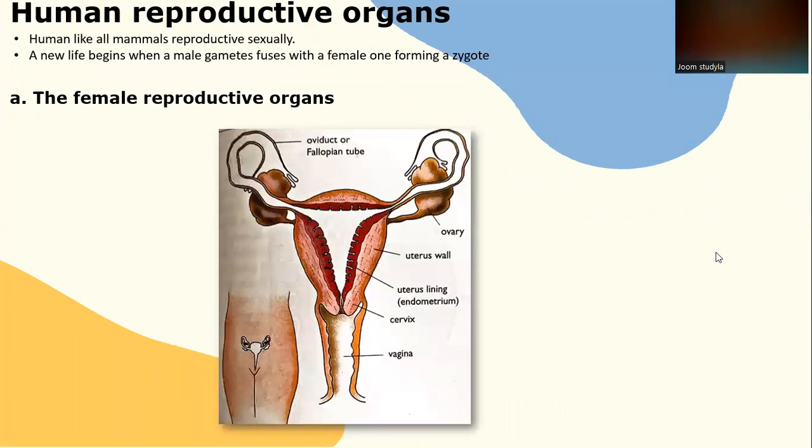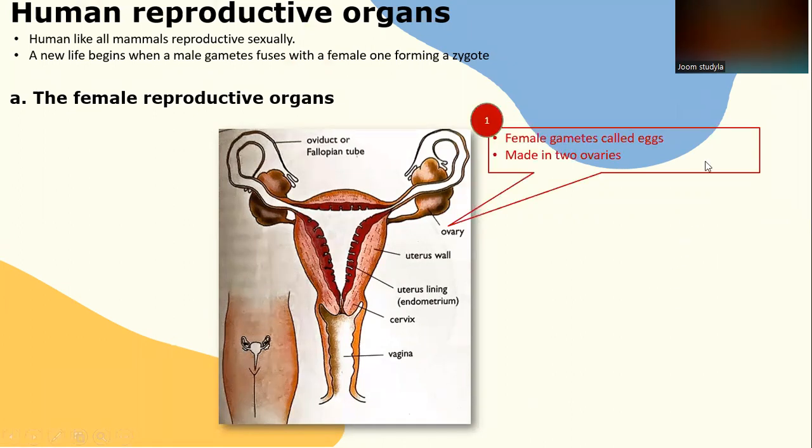Human reproductive organs. Humans, like all mammals, reproduce sexually. A new life begins when a male gamete fuses with a female one, forming a zygote. The female reproductive organs. First, female gametes called eggs are made in the ovaries.